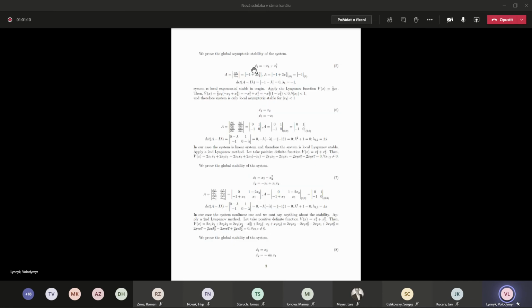Okay, here, this is example number 5. It's what I said before. If you have this plus x1 cubed, then the system is locally exponentially stable, and to prove the global exponential stability or asymptotic stability of this system, we need to apply the second Lyapunov method, or direct Lyapunov method, and so on.